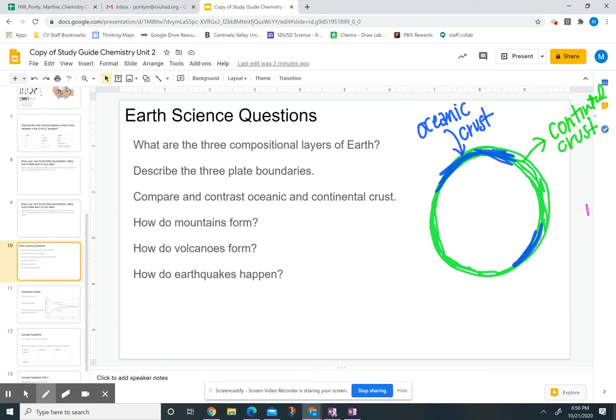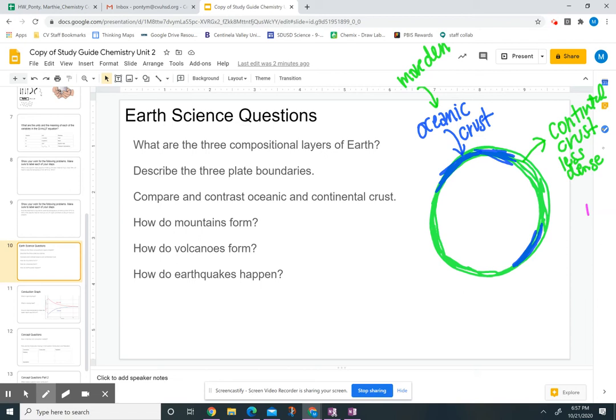Then the next thing is we're going to talk about some of the plate boundaries. But just so that you guys know, oceanic crust is going to be more dense. So this one is more dense. And continental crust is usually the less dense. And continental crust, you have to relate to land, while oceanic crust, you relate to the oceans, right?